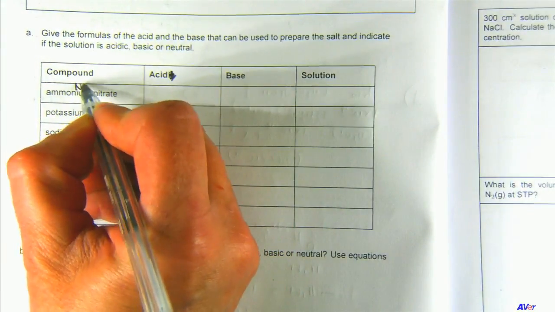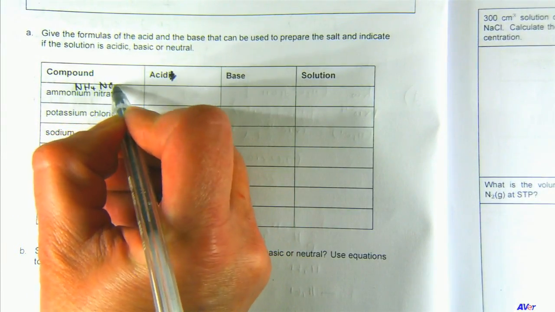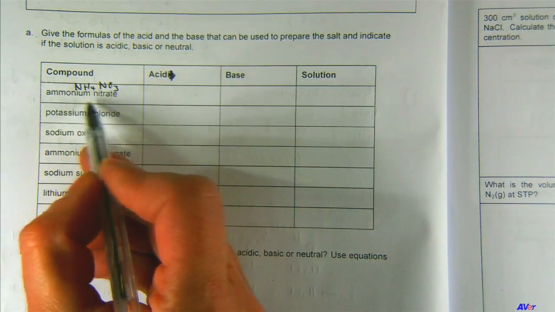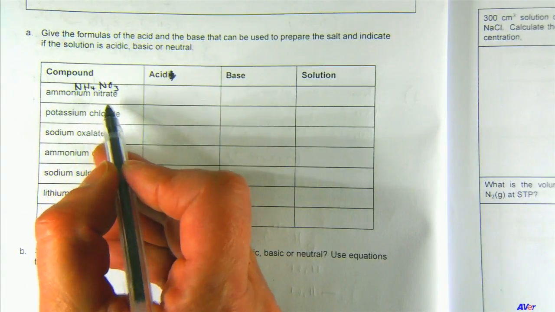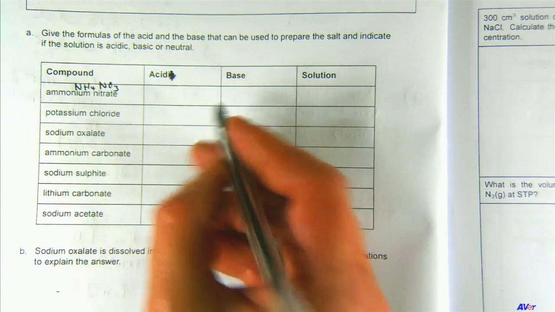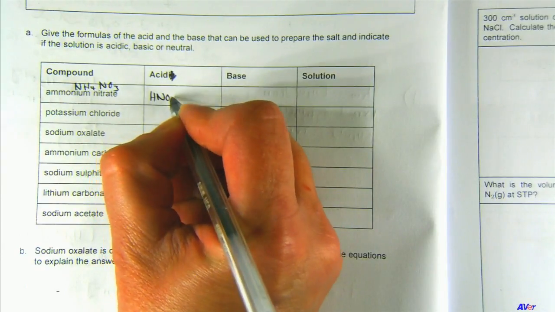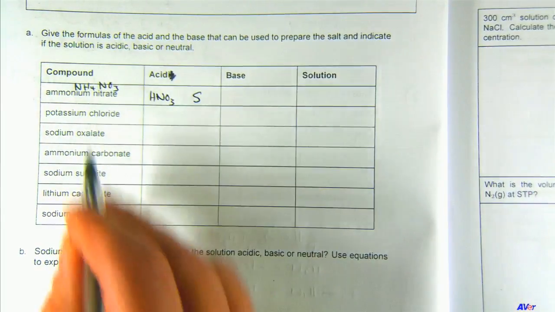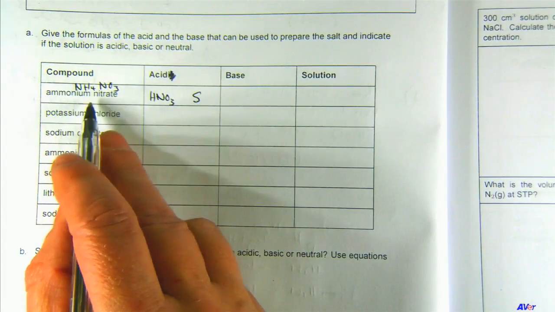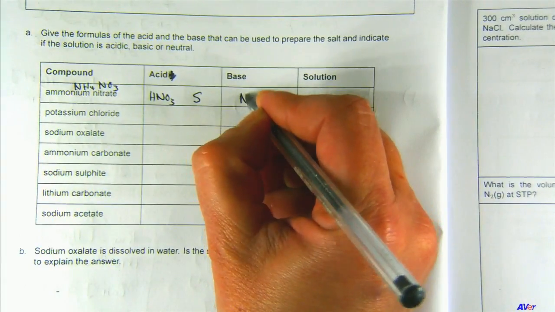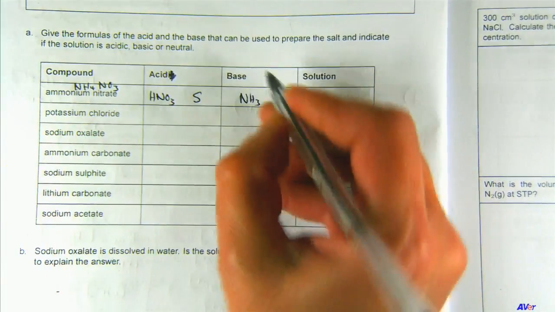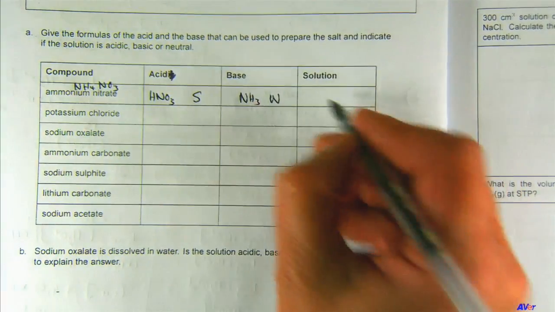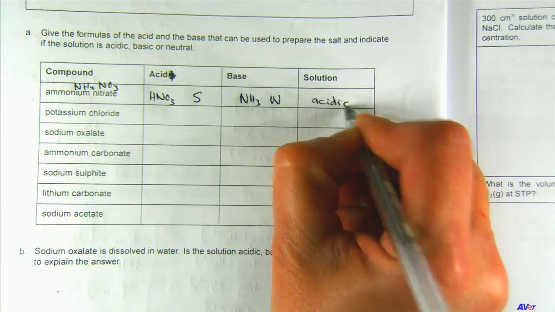Ammonium nitrate will be NH4NO3. Ammonium plus 1, nitrate minus 1. Okay, so if they ask me that one, which acid should be used to prepare that one? Nitric acid. What do you know about nitric, strong or weak? Strong. Which base should I use to prepare ammonium nitrate? NH3. You can see it inside there, NH3. And what do we know about that one? Weak. So who's winning? Acid. So this will be an acidic solution.